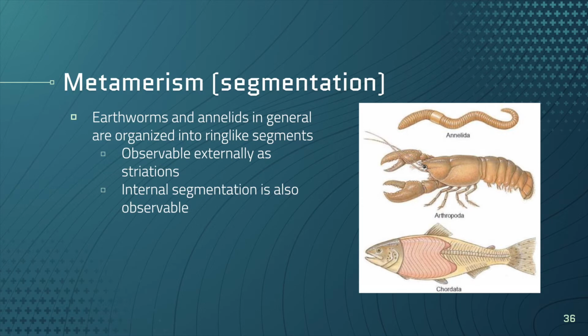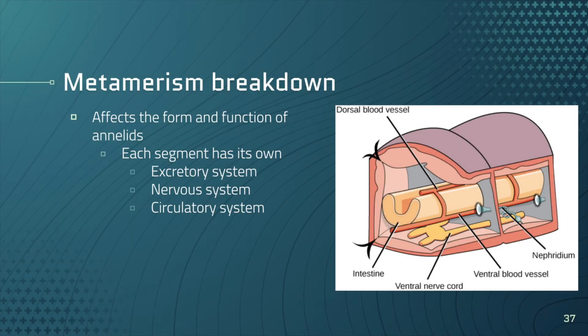In the image on this slide, we can see how segmentation is broken down into the rings of an earthworm, the body segments of the crayfish's abdomen, and the segmental organization of the fish's muscles. Segmentation has a lot of benefits, and it is strikingly obvious in the annelids.